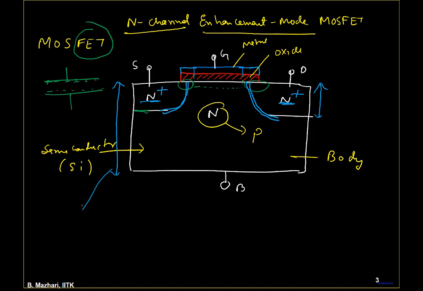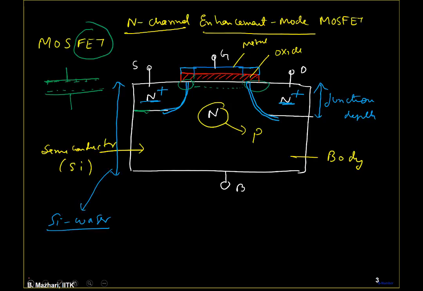This is the total thickness, right? Where are you making the transistor? You're making it on a silicon wafer, and so this is the thickness of the silicon wafer. And this is what we call the junction depth. You have diffused an N plus region and formed a junction, right? There is a PN junction, as you can see here. There's a PN junction here.